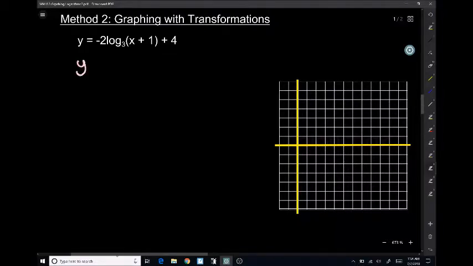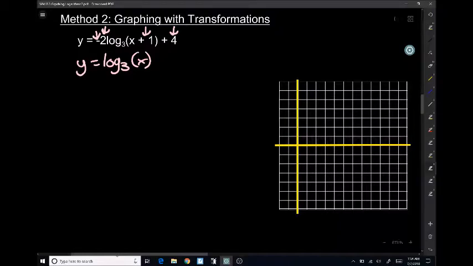I'm going to take the parent function and then manipulate it. So the parent function is just log base 3 of x. From there, I'm going to reflect it, vertically stretch it by 2, move it left 1, and move it up 4, and I'll do it in that order. Okay, those are the transformations, and the order really matters. And I'm going to show that both on a table and on the graph.